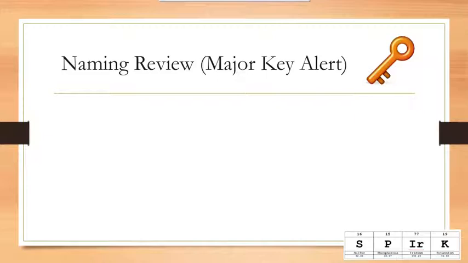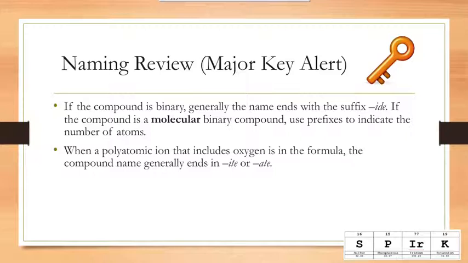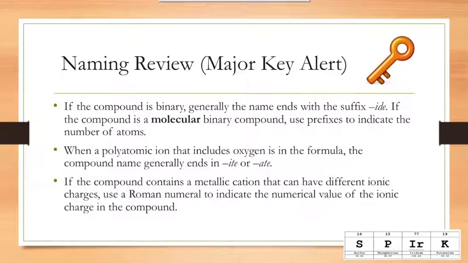All right, now we're going to be going back over some reviews to end the chapter. So this is our major key alert. DJ Khaled would be pretty excited with us. So our first key is that if the compound is binary, generally the name ends with the suffix IDE. If the compound is a molecular binary compound, you're going to use prefixes to indicate the number of atoms. When a polyatomic ion that includes oxygen is in the formula, the compound name generally ends in ITE or ATE.